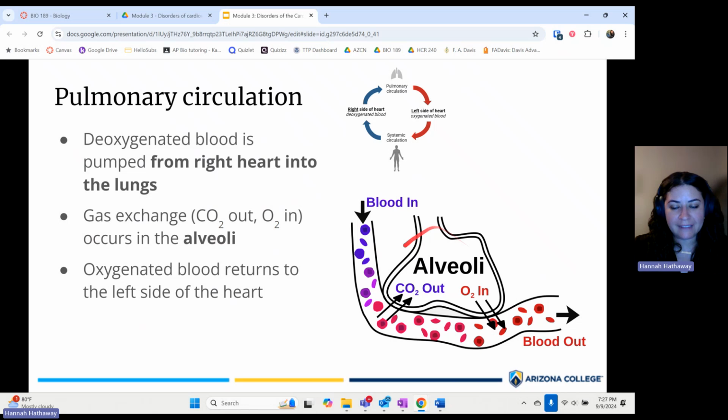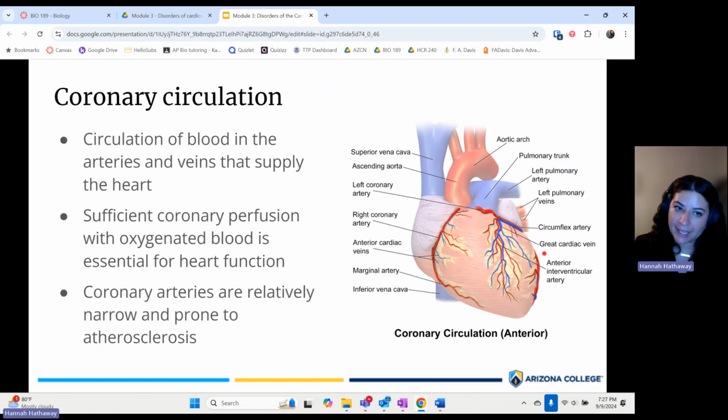So if you don't have healthy alveoli, the impact is going to be that you're not going to have efficient gas exchange. And then that oxygenated blood just returns to the left side of the heart. And then finally, a reminder of coronary circulation.